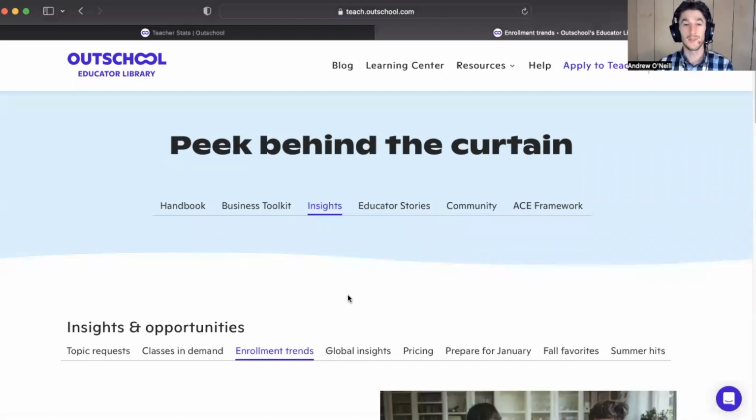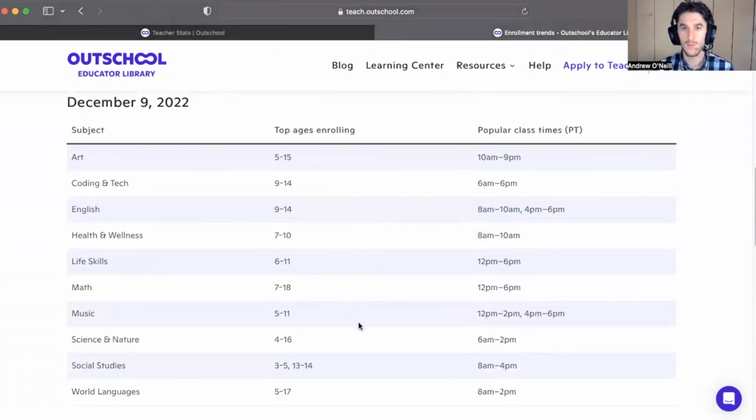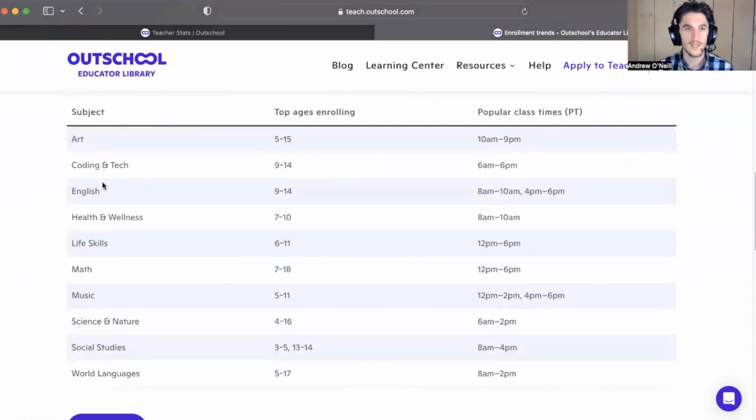The second thing is I will look under the business insights. So this is number 2. I look under the educator library, under insights, and into enrollment trends. This is just a place I check to see what times and what age groups are looking for classes. So here I see coding and tech, which is the category of most of my popular classes, is trending right now for learners aged 9 to 14, and in Pacific time, it's anywhere from 6 a.m. to 6 p.m. That's a huge range.